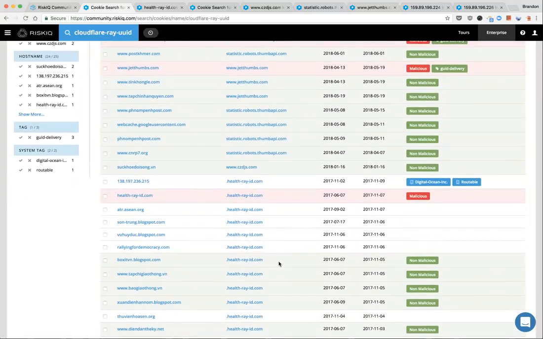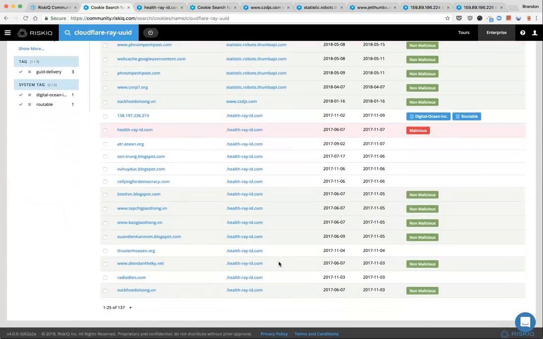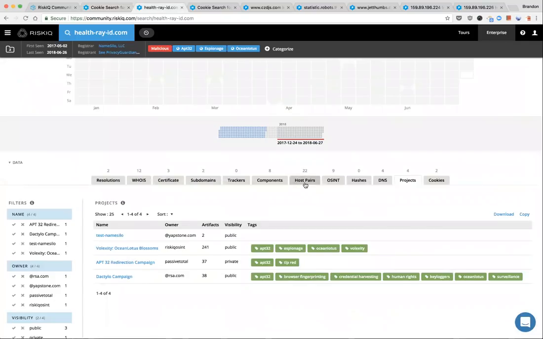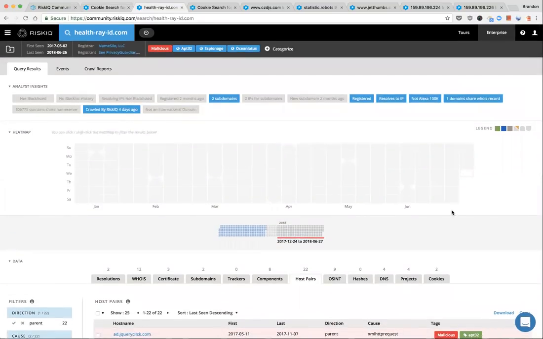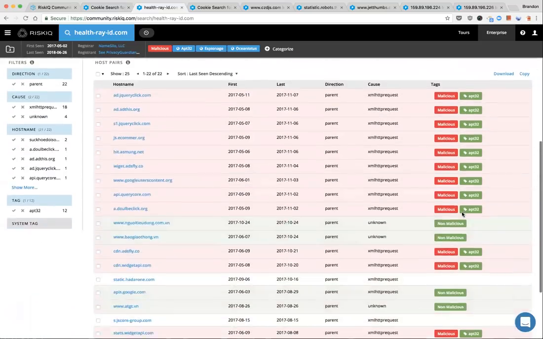So for a long time, health-ray-id.com was one of the major center points or main pieces of infrastructure for these malicious actors. The short way of how they operated was they would essentially set up health-ray-id.com and they would redirect a whole bunch of malicious traffic into it. So what I'm looking at here is the results for health-ray-id.com. If we scroll up, we can see for the past 6 months, we haven't collected any data. In other words, this web server's down, it's no longer being used.